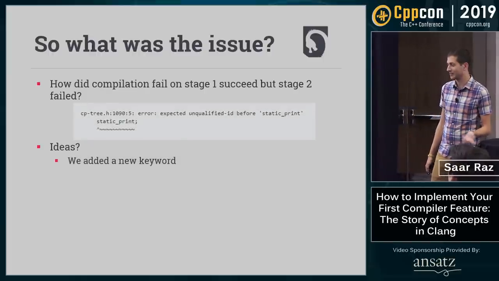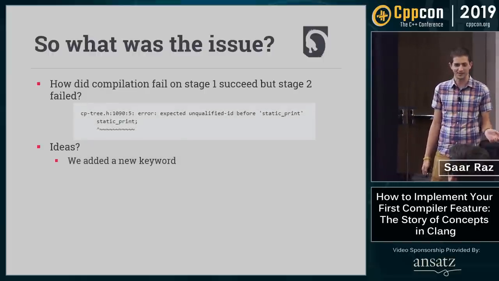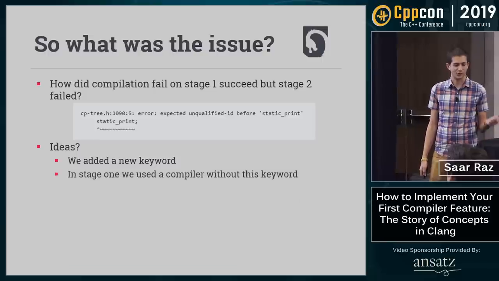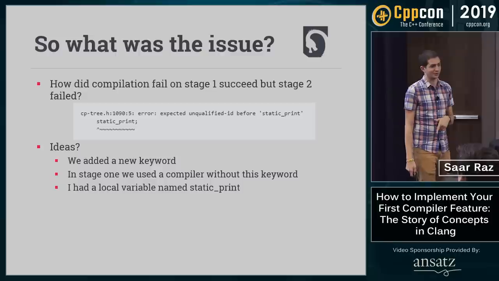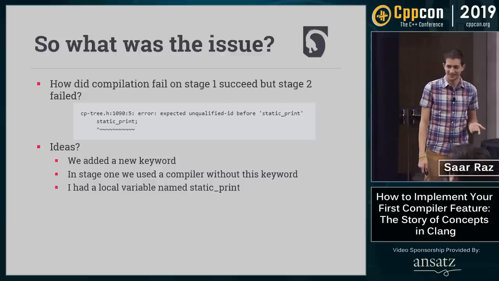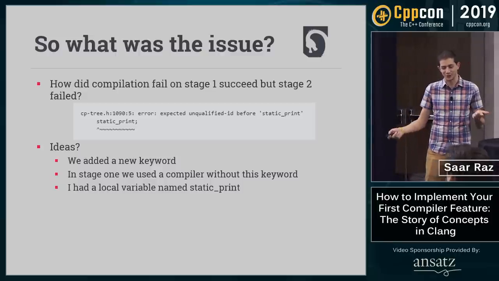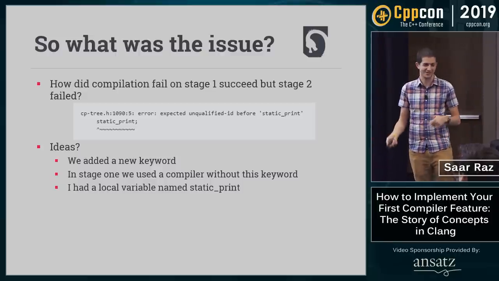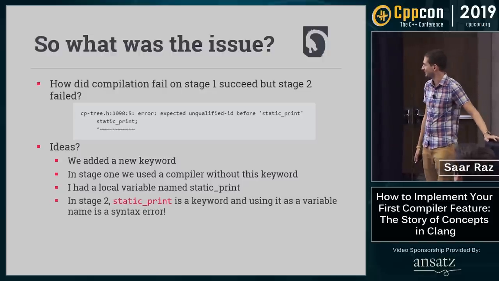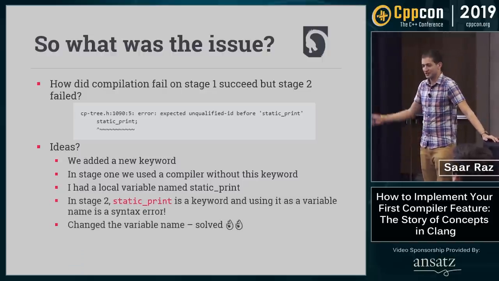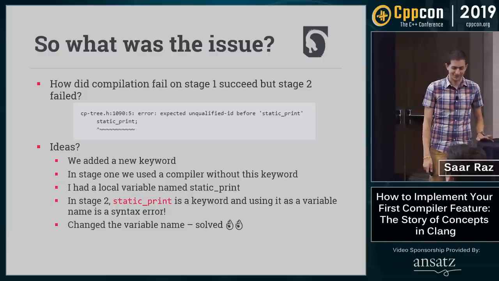Well, we added a new keyword, right? Static print. And in stage 1, we used the compiler without that keyword. And I had a local variable named static print. So in stage 2, using static print as a variable name is a syntax error. And this is why this failed. And I just changed the variable name, and it just worked.